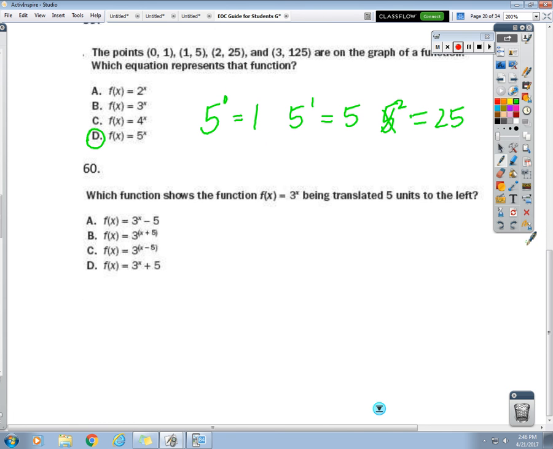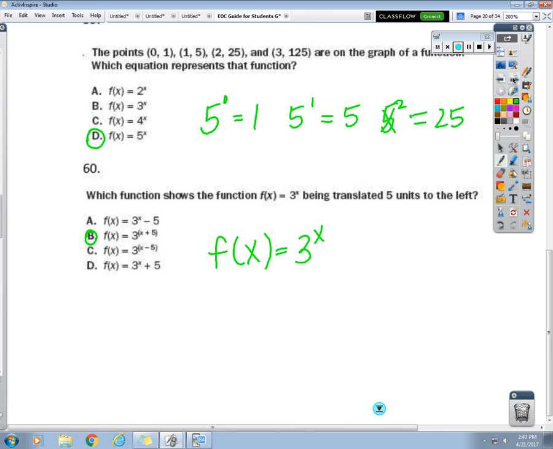Number 60. Which function shows the function f of x equals 3 to the x being translated 5 units left? B. Okay, remember, if the number is right with the x, it's a horizontal shift, and it's opposite of what your common sense would tell you. X plus 5 is left. X minus 5 would be right. If the number is not right with the x, that's down 5 and up 5.